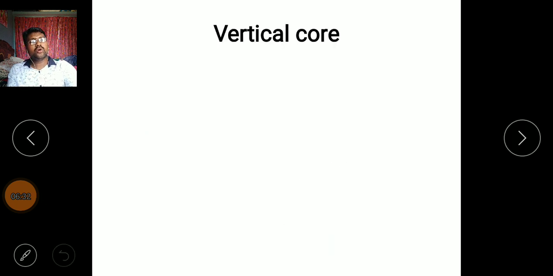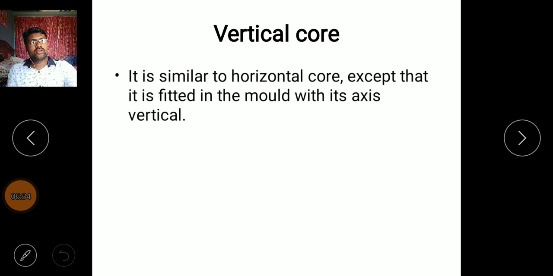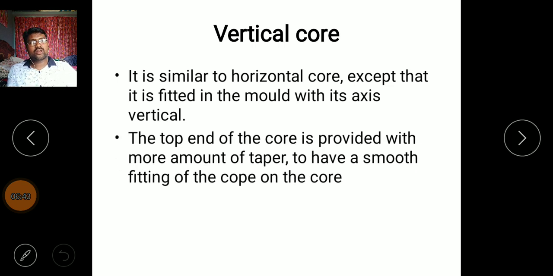Next, coming to vertical core. Vertical core is nothing but we have to place the core in a vertical manner. Next, the top end of the core is provided with more amount of taper to have a smooth fitting of cope on the core.